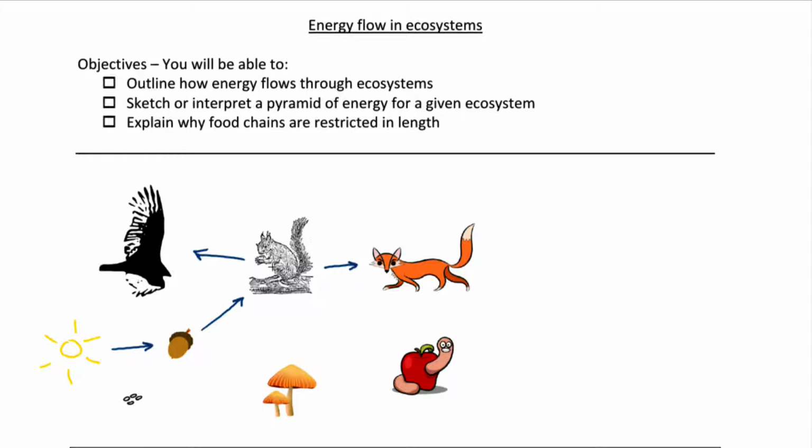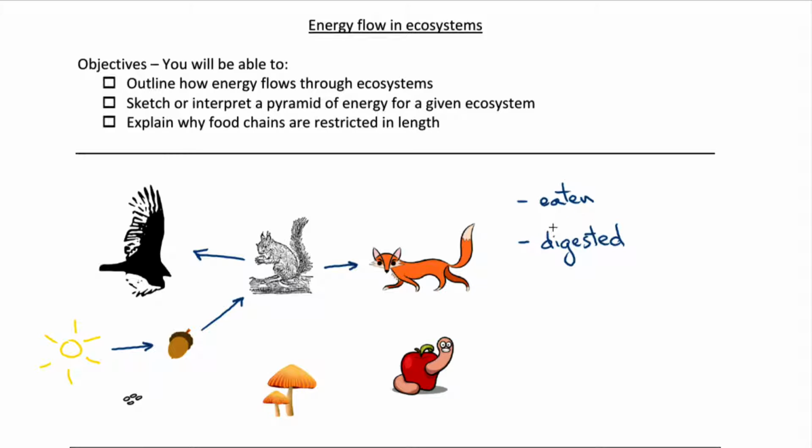So let's think about how the squirrel gets energy from the acorn. First of all, the squirrel has to eat the acorn, and not all parts of the acorn are eaten. So some parts are not eaten at all, they're just left behind, and that's energy that's not transferred to the squirrel. Similarly, not all parts of the acorn are going to be digested. Some parts are going to be passed through the squirrel and out as feces, undigested matter.